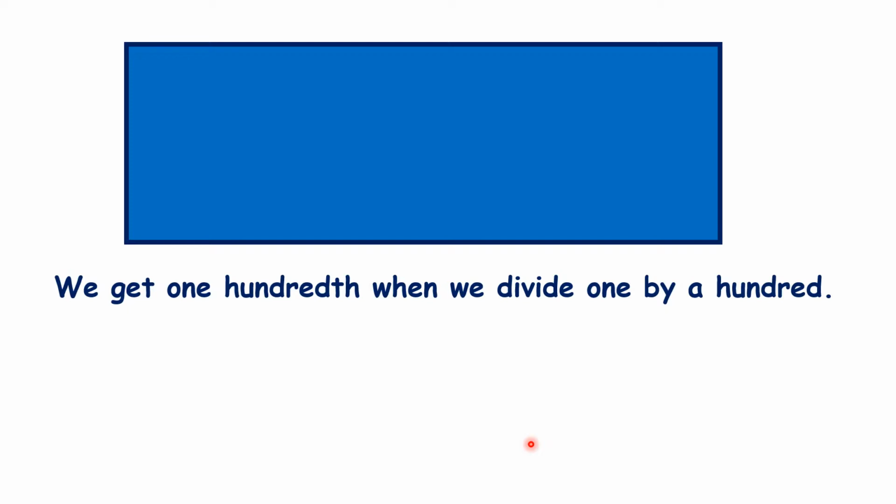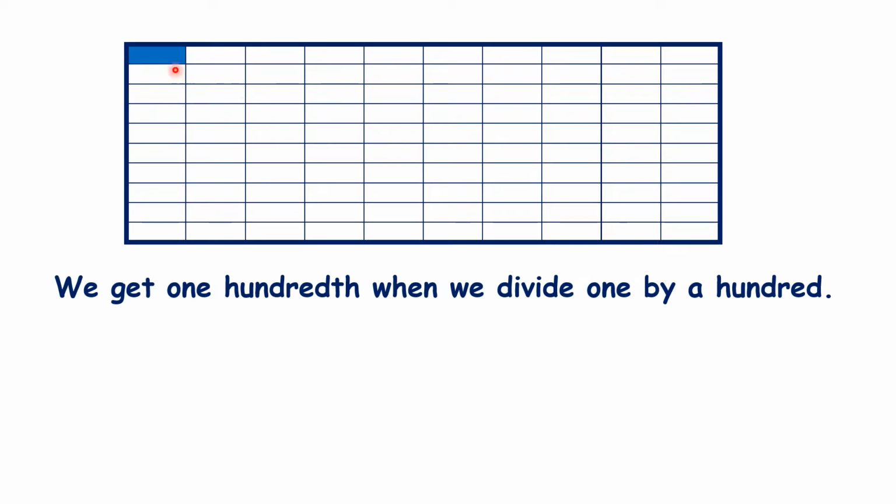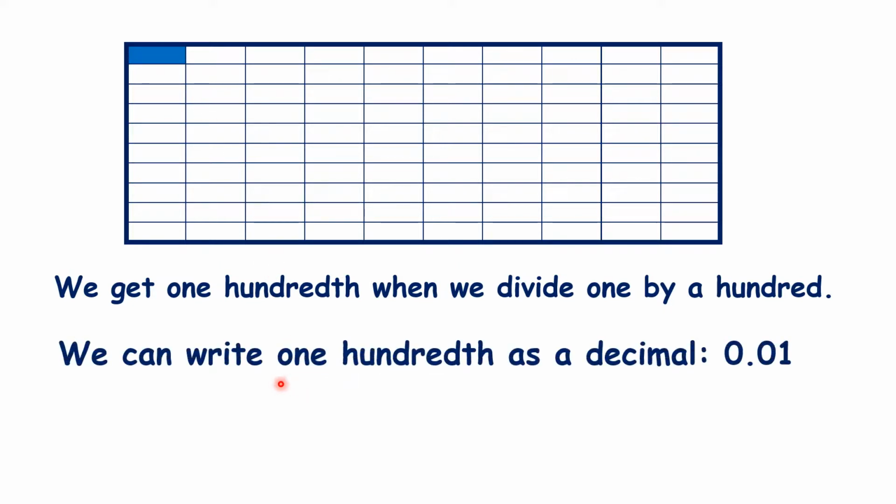Now with hundredths, we're doing something similar, but rather than dividing one whole rectangle into 10 pieces, we're dividing it into 100 pieces. And if we keep just one of those pieces, we have 1/100th. We can write 1/100th as a decimal 0.01. So we know that the tenths place value column is the first one after the decimal point, and now we know that the hundredths column is the second one after the decimal point.